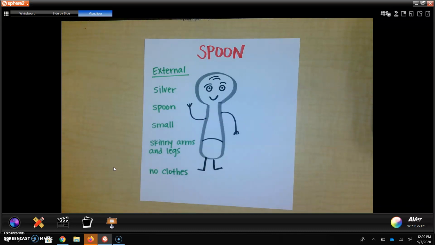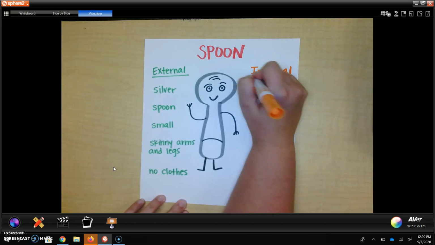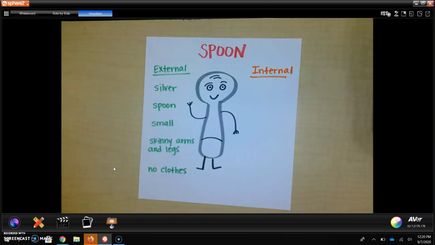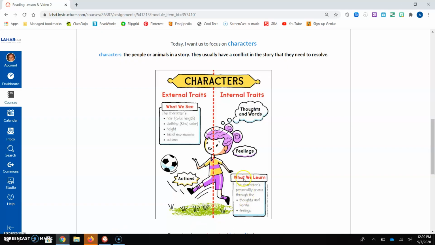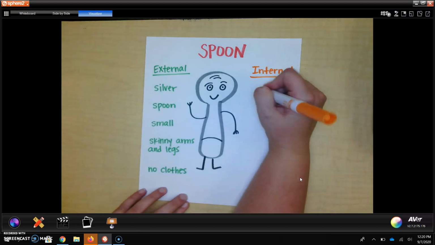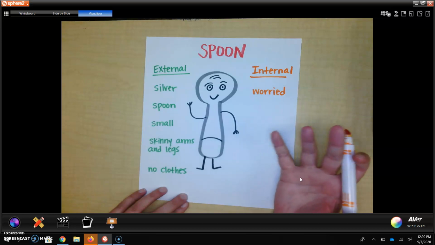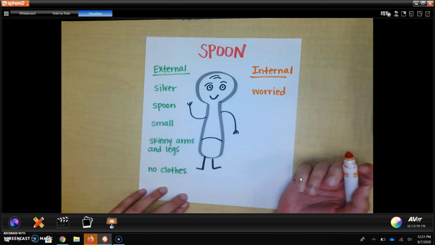Now let's talk about Spoon's internal traits. Internal traits. So internal, in on the inside, go back to our anchor chart, are what we learn from a character's personality through their thoughts, through their words, and through their feelings. So, one feeling that I know Spoon was feeling throughout the book was he was worried. He was worried that he wasn't as good as forks or as chopsticks or as knives.